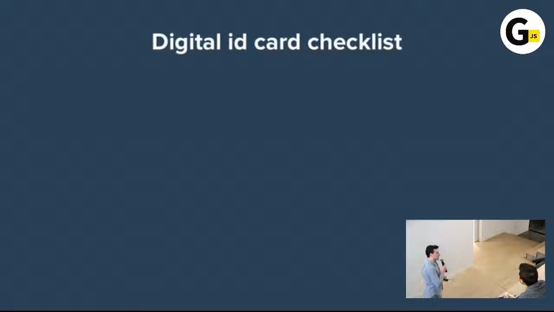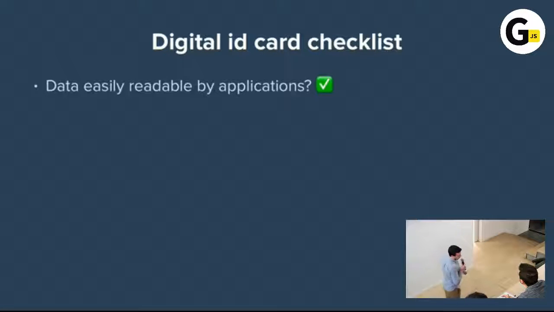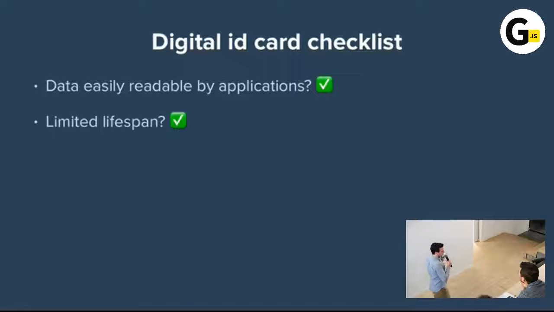So let's run through our checklist again. Is it easily readable by applications? Yep, it's JSON, but base64 encoded to make it URL safe. Do we have a protection against the lifespan? Can we check if the ID card is expired? Yeah, we can. We have the issued at and the expires timestamp built into that data.